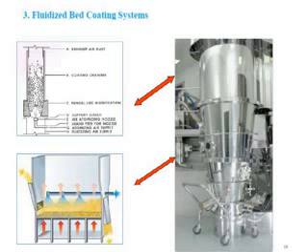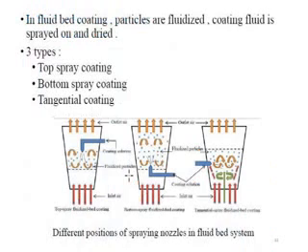This last one is called the fluidized bed coating system. Here one bed is there. On that bed various spray nozzles are arranged, and from the downside of that bed we can provide hot air to remove your solvent in the form of vapor. It is called the fluidized bed coating system. This is one subtype of the fluidized bed system. There is top spray coating, bottom spray coating, as well as tangential coating.